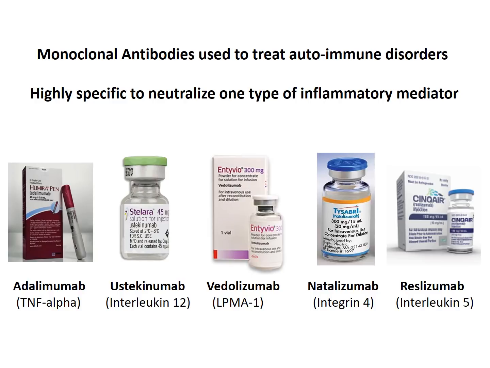Stelara can be used very effectively to treat psoriasis because interleukin 12 has been found to be an important inflammatory mediator in psoriasis. Stelara is not going to be very good for treating multiple sclerosis because interleukin 12 doesn't appear to play a big role in there. What does appear to play a big role in multiple sclerosis is a different inflammatory mediator called integrin 4.